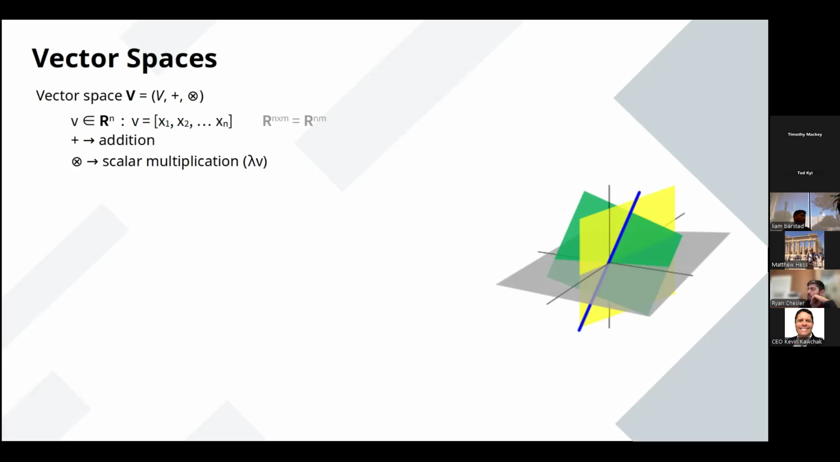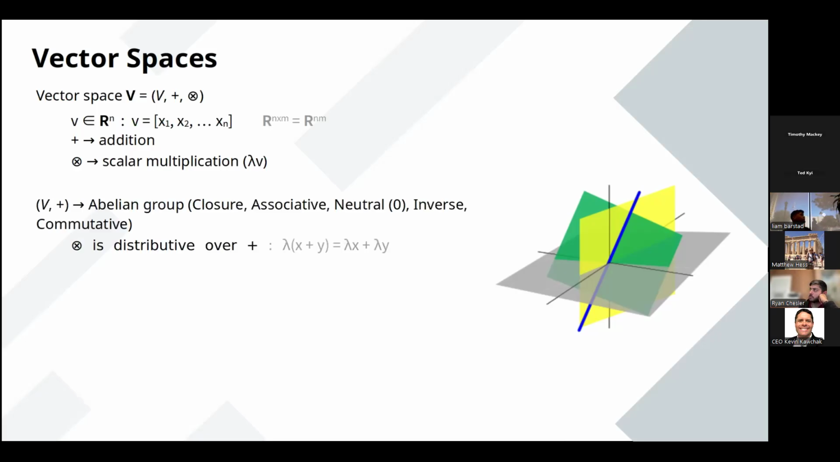It has two operations that you can perform on it. One is addition, and the other is scalar multiplication. So addition has to be an abelian group. So closure, associative, neutral, inverse, and commutative. So basically, scalar multiplication is distributed over addition, right?